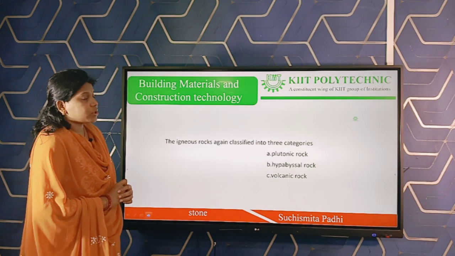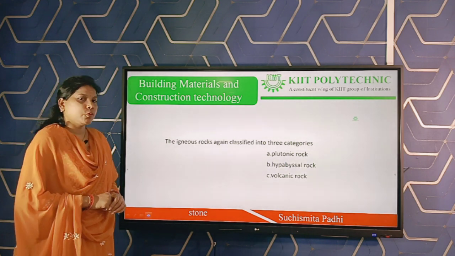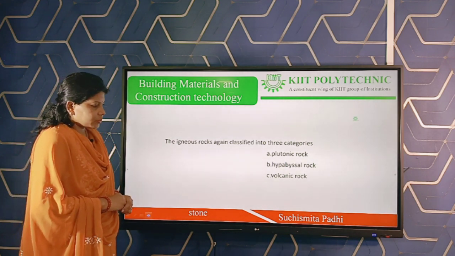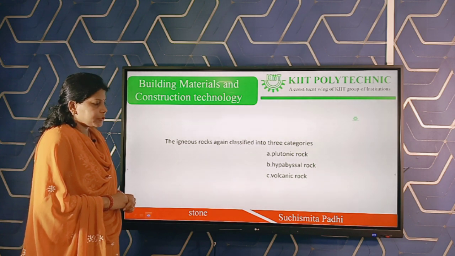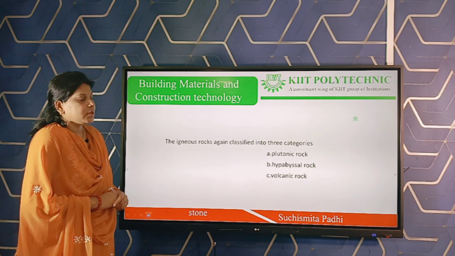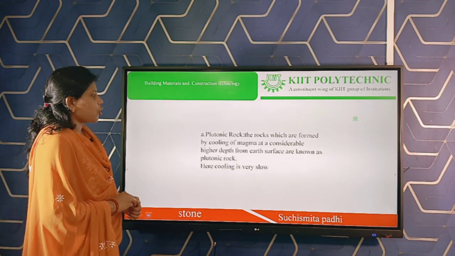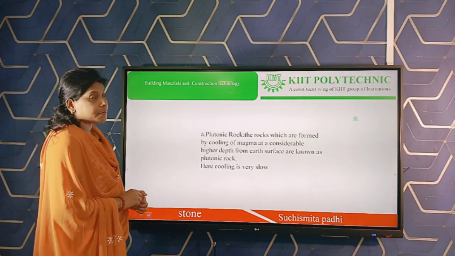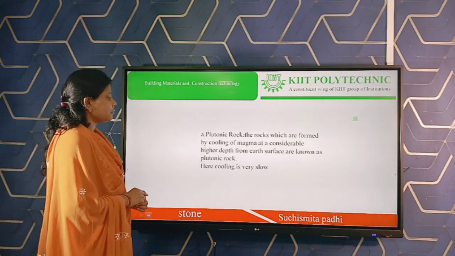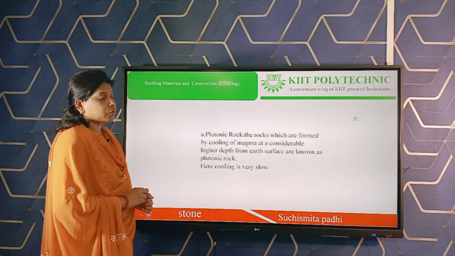Next, igneous rocks are of three types: plutonic rock, hypabyssal rock, and volcanic rock. So this classification is according to the place where the rocks are getting cooled. First one is plutonic rock, means the rocks which are formed by cooling of magma at a considerable higher depth from the earth's surface are known as plutonic rock.